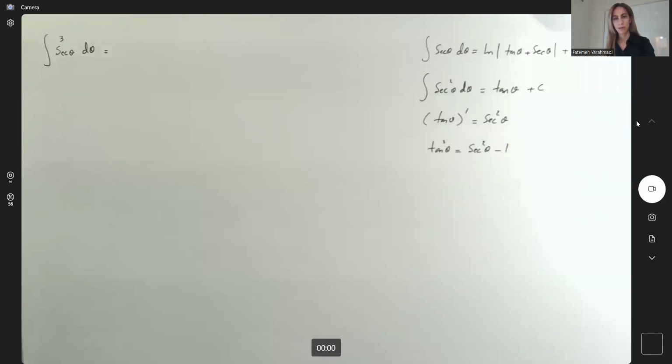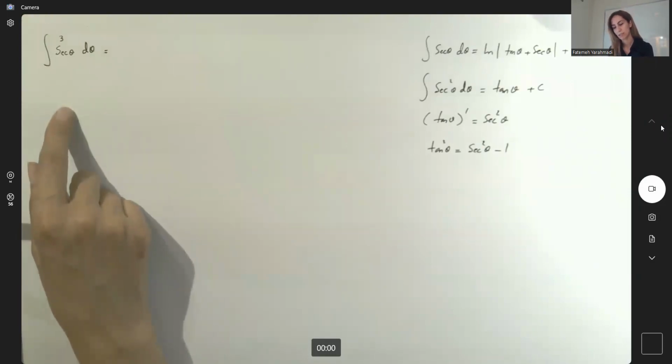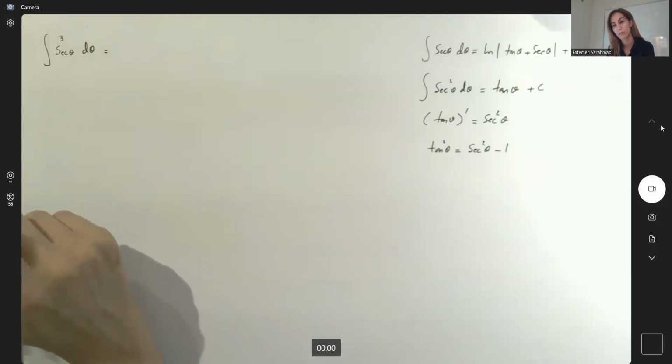So now let's talk about the secant to the third power. How do I find this integral and why is it important? Because we're going to use this to find the integral of things like t squared, square root of t squared plus 2, and so on, trig substitution.